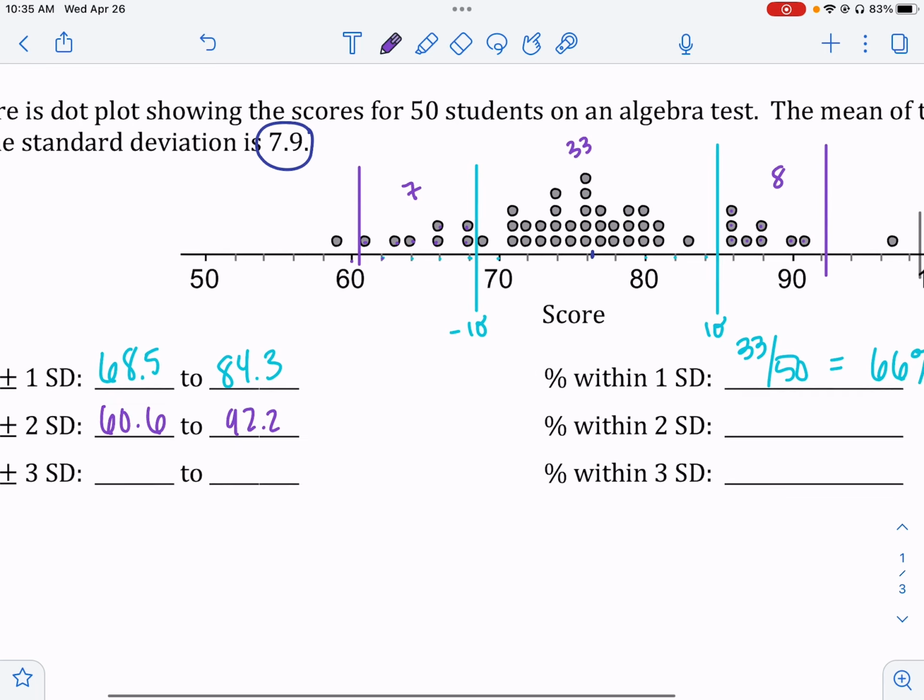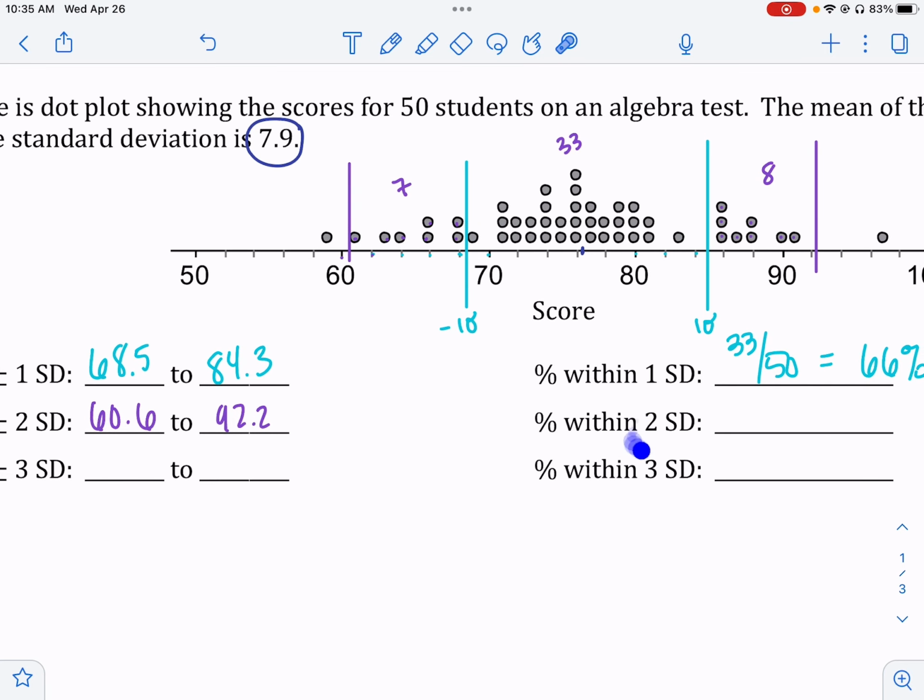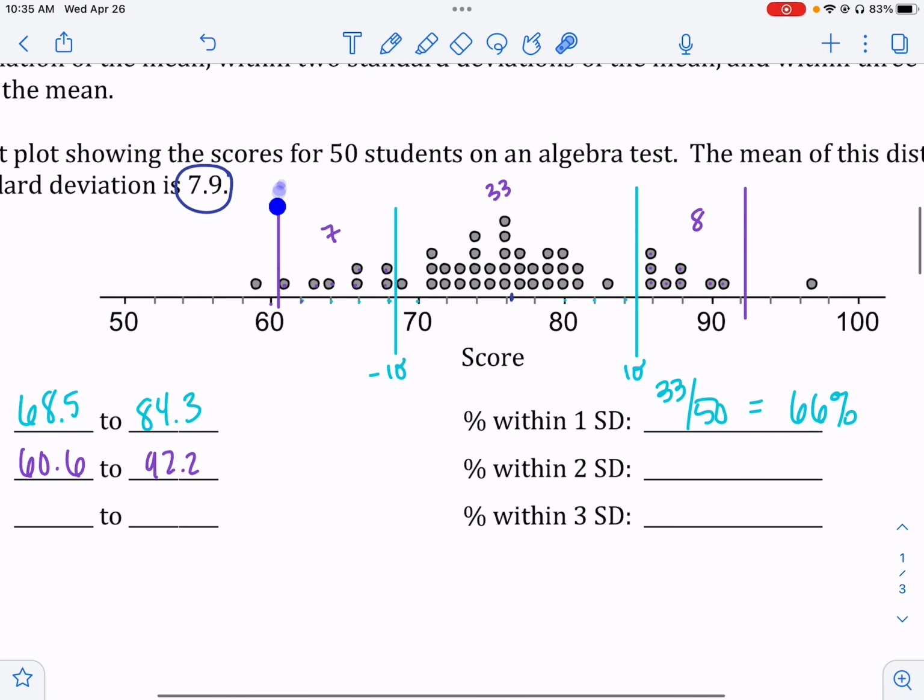So now when we're saying the data that falls within 2 standard deviations, we're saying everything from here to here. So we're including the stuff in the middle because that's still beneath it. So we're including all of these people. So I'm going to do that 33 plus my new 7 plus my new 8. And that gives me 48. So 48 of my 50 people fell within 2 standard deviations of the mean. And when I put that into my calculator, I find out that 96% of my students fell within 2 standard deviations of the mean.